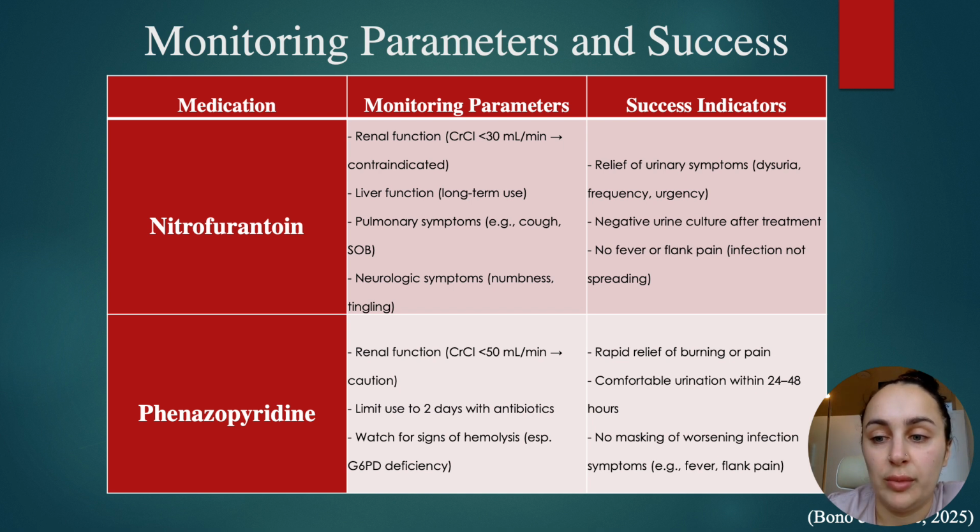For patients on long-term or prophylactic use, liver function tests should be monitored due to the risk of hepatotoxicity, and any signs of pulmonary toxicity such as persistent cough or shortness of breath should be investigated immediately, especially since chronic pulmonary reactions can occur with prolonged therapy. Additionally, patients should be observed for signs of peripheral neuropathy, including numbness or tingling in the extremities, particularly in those with predisposing conditions like diabetes.